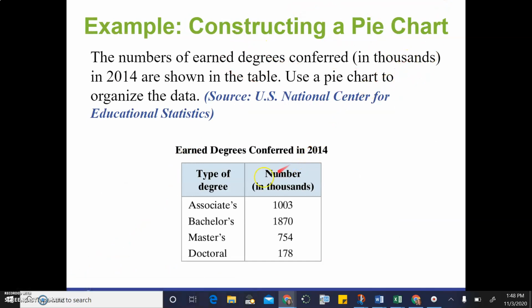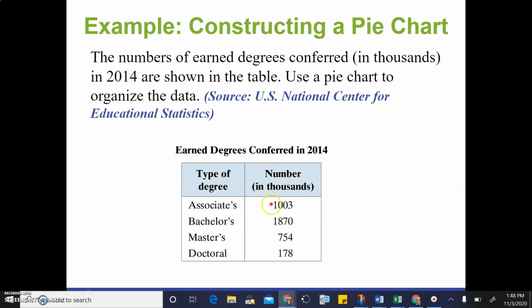To make one, well, first of all, you look at your answers. So here are the categories. The number of earned degrees in thousands in 2014 are shown. So Ms. Flannery has a bachelor's and 2 master's degrees. So this is about the year 2014. They're saying how many people got these types of degrees that year.